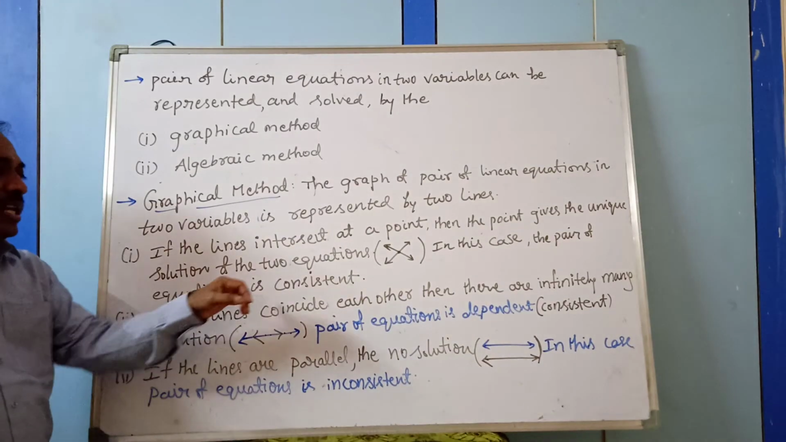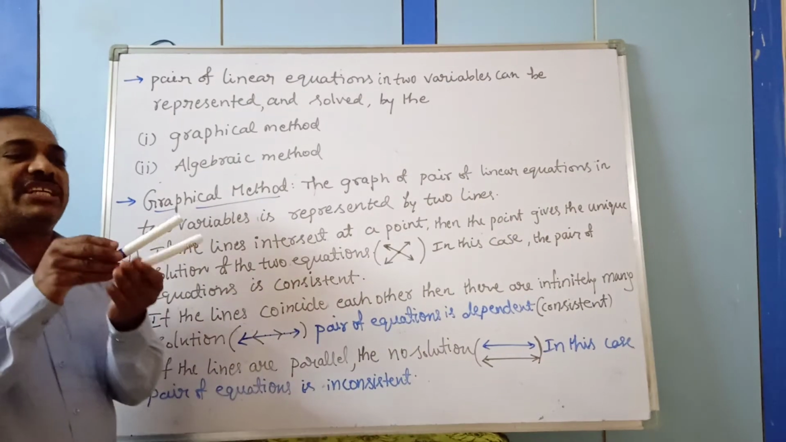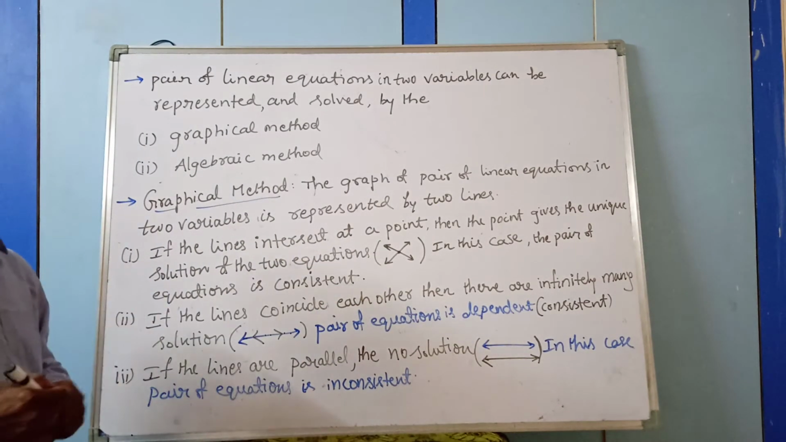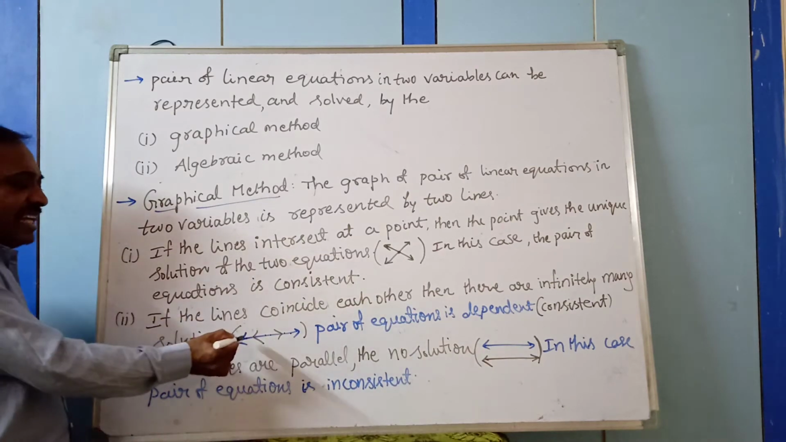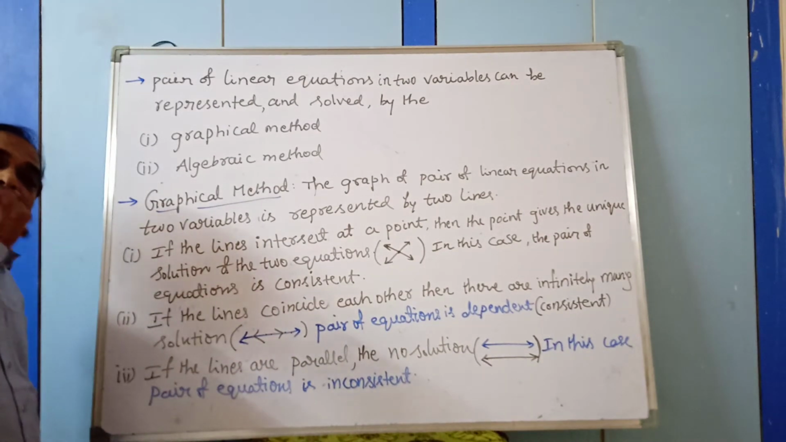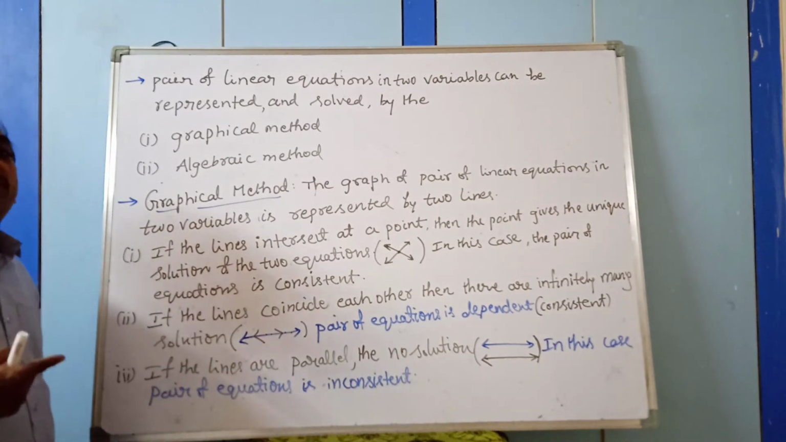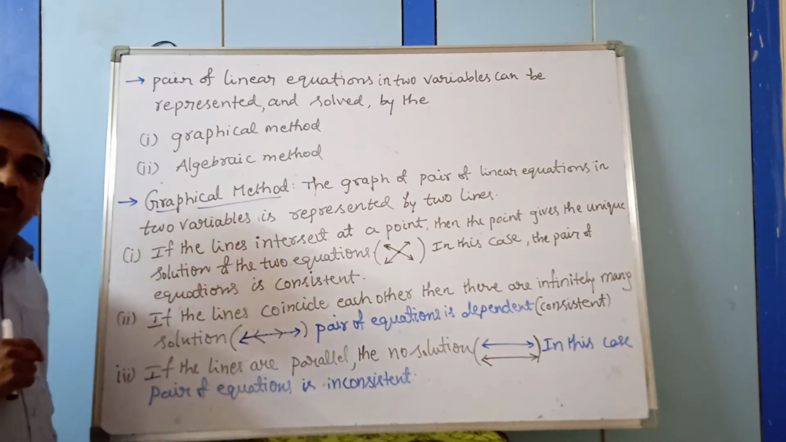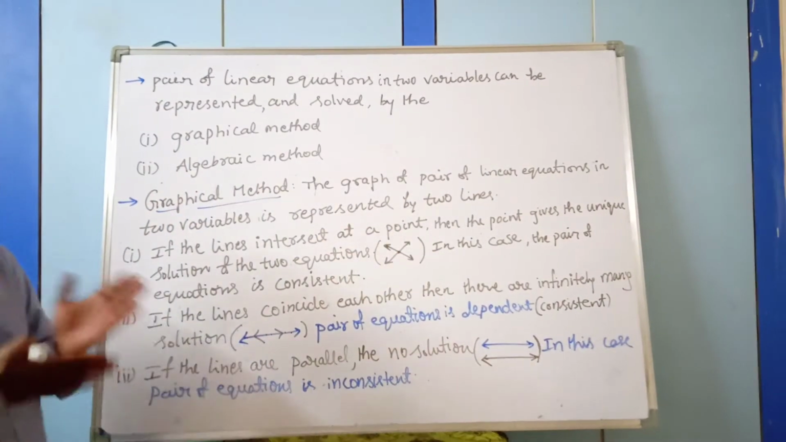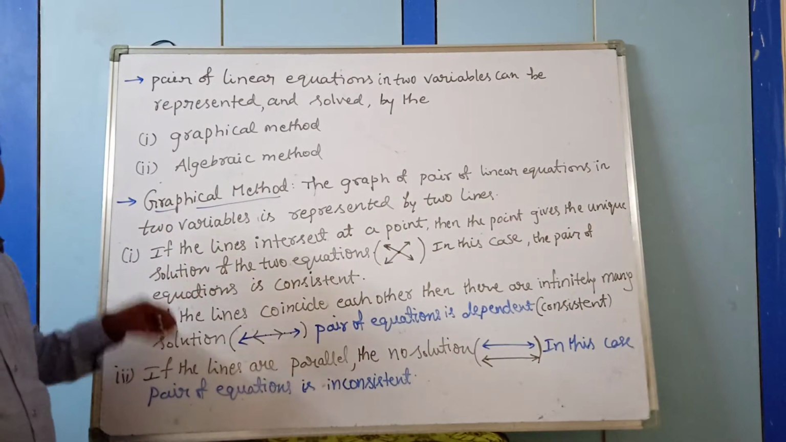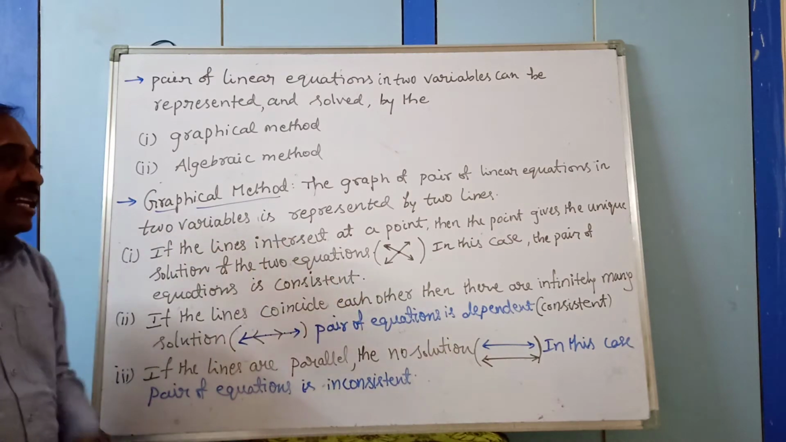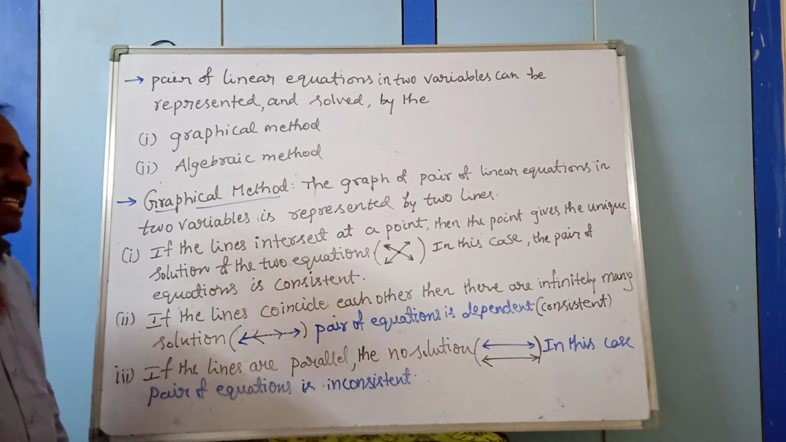Next, if the lines coincide with each other, which means one is overlapping the other, then there are infinitely many solutions. Why infinitely many solutions? Each and every point which lies on the line is a solution of the pair of linear equations in two variables. So the pair of equations is dependent, because both have infinitely many solutions. Though it is dependent, it has many solutions. That is why we say consistent.